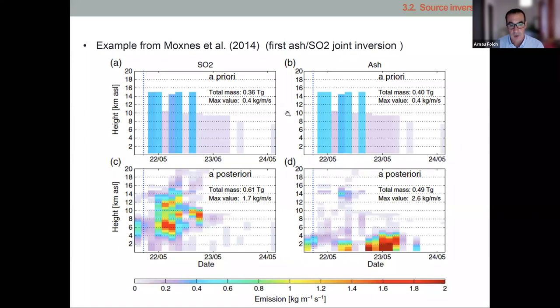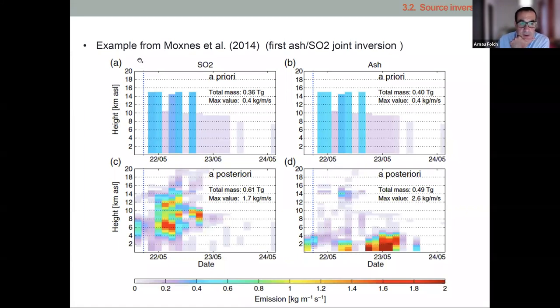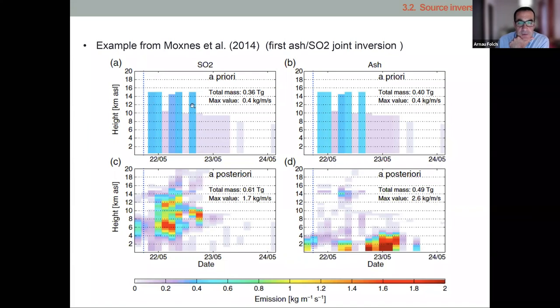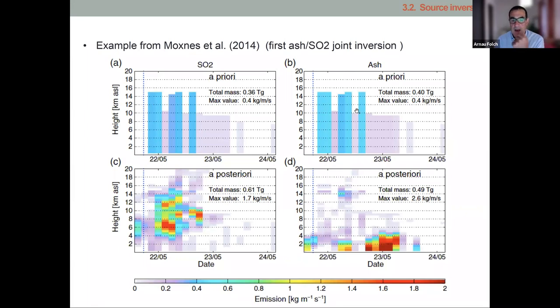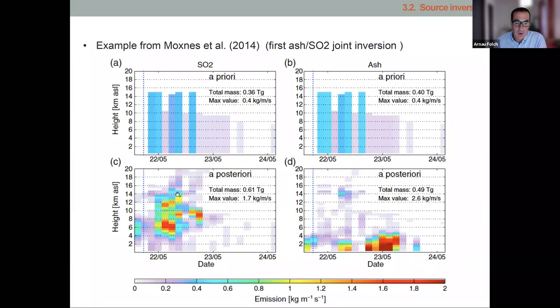inversion for SO2 clouds or for ash cloud, but here Moxness and co-authors did a first joint inversion, doing a simultaneous inversion of SO2 and ash observations. And again, here they have to assume this is time, height, and the total mass for SO2, the vertical profiles for SO2 and for ash. And this is what you get after the inversion.